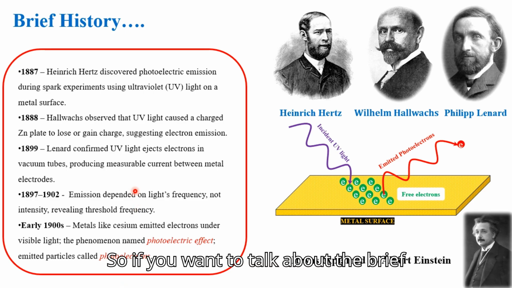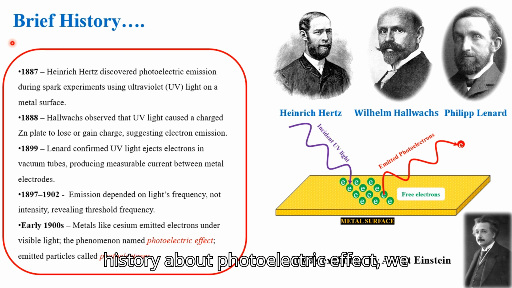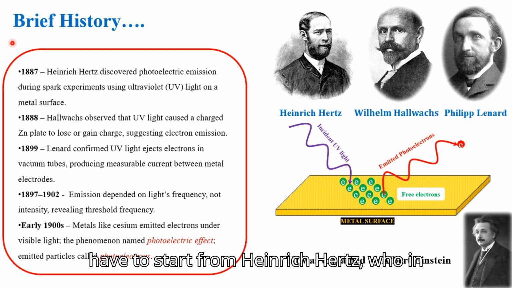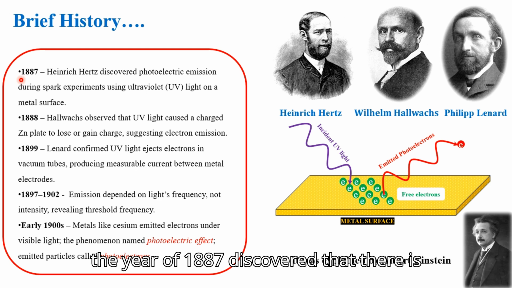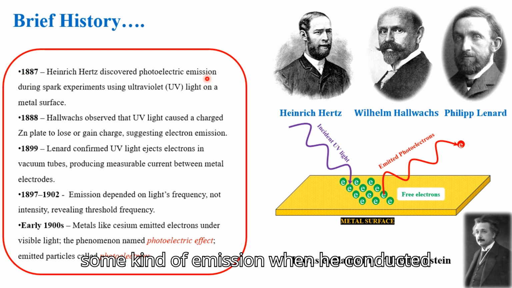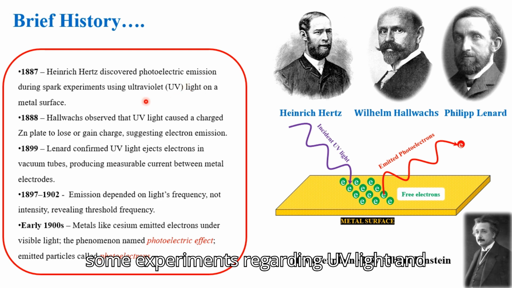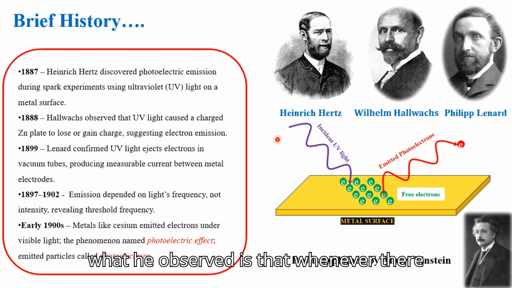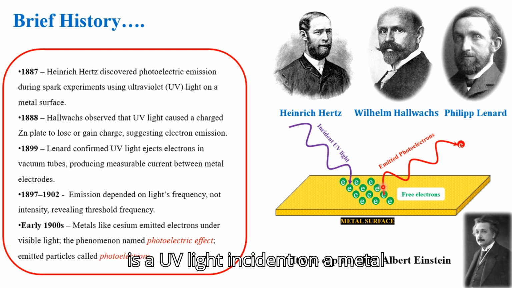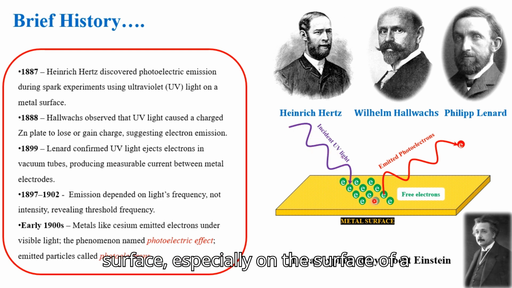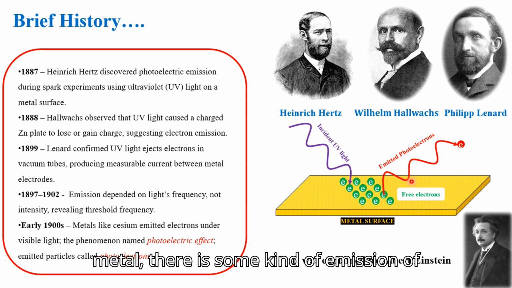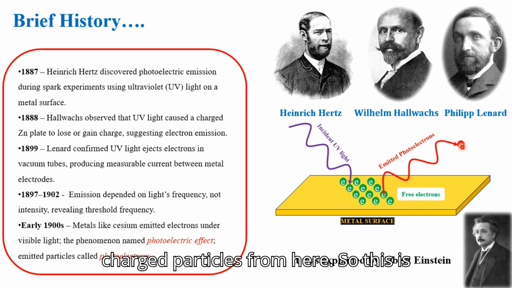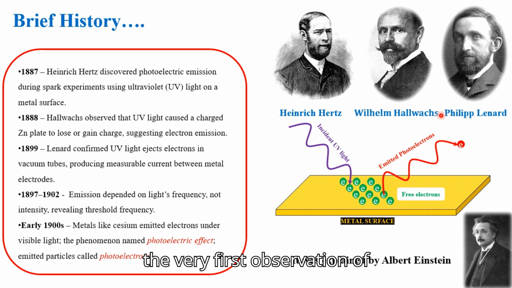If you want to talk about the brief history of the photoelectric effect, we have to start from Heinrich Hertz, who in the year 1887 discovered that there is some kind of emission when he conducted experiments regarding UV light and metal surface interaction. Basically, what he observed is that whenever there is UV light incident on the surface of a metal, there is some kind of emission of charged particles. This is the very first observation of the photoelectric effect.